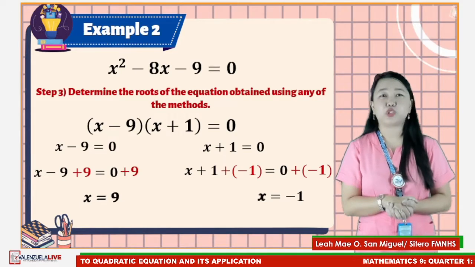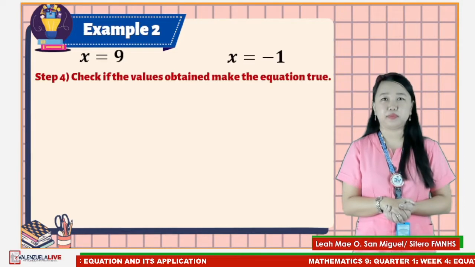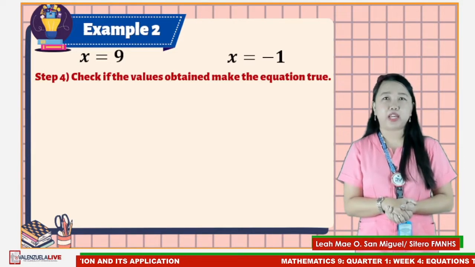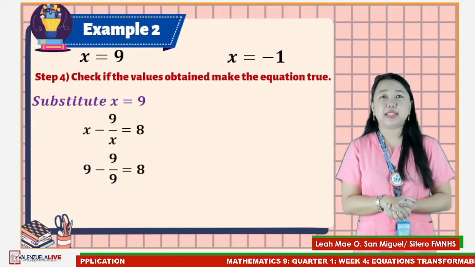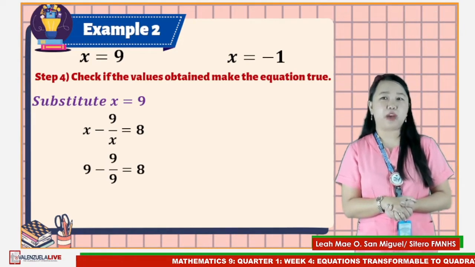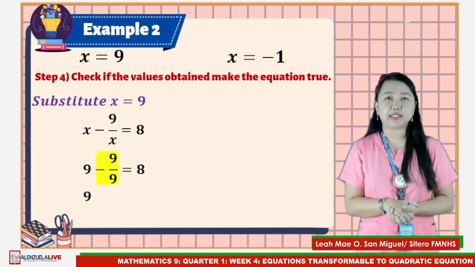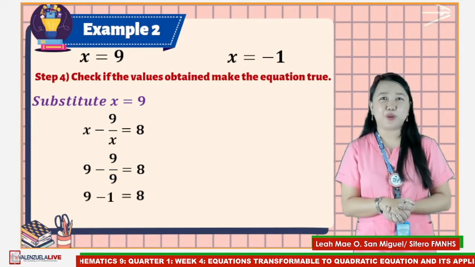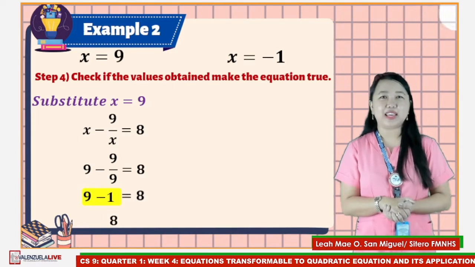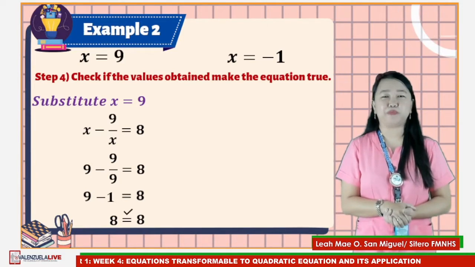Last step is to check if the values obtained make the equation true. Substitute x by 9 into the original equation. It will give us 9 minus 9 over 9 is equal to 8. Simplify. Negative 9 divided by 9 is negative 1. 9 minus 1 is equal to 8. 8 is equal to 8. Check. Let's check the other root.